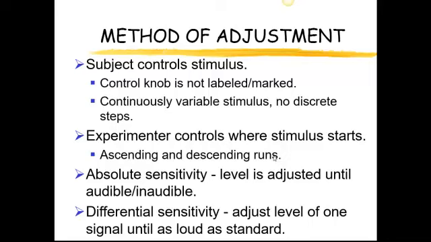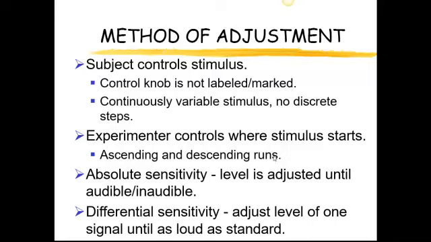Now the next method is the method of adjustment. And in this case, the subject controls the stimulus rather than the experimenter controlling the stimulus. And there'll be a control knob that they use to adjust the stimulus, but it's not labeled or marked in any way. And it's continuously variable, so there's no discrete steps, so they won't feel a click or anything like that when they turn the knob.